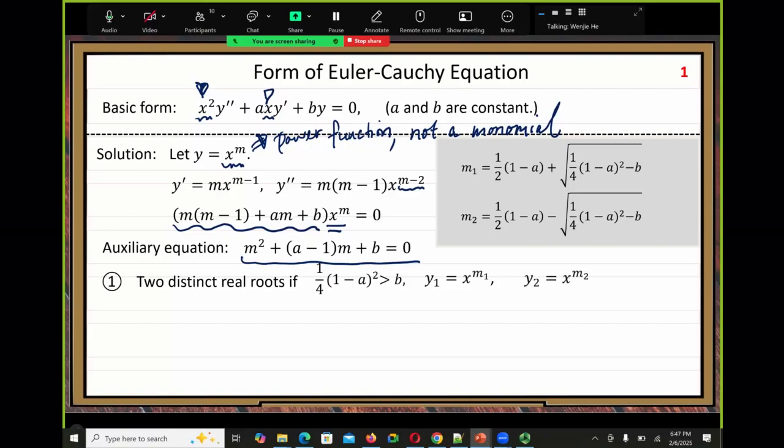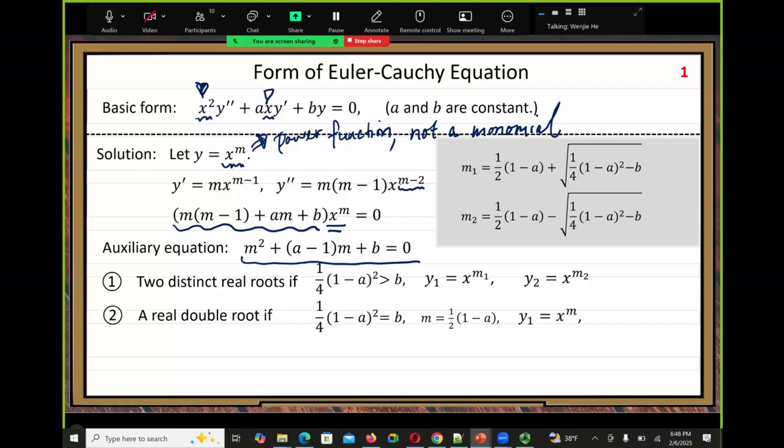In the first case, we can write the real solutions immediately. The second case is a real double root. We can write the first solution immediately, but how about the second solution? You need to use the method we learned before. We can calculate the second solution. The result is the first solution multiplied by the natural log of x. That's the second solution. We apply the same method: if the first solution is given, we apply reduction of order to find the second solution.